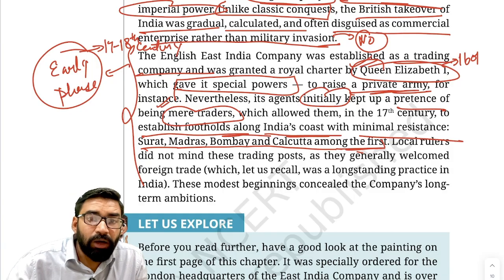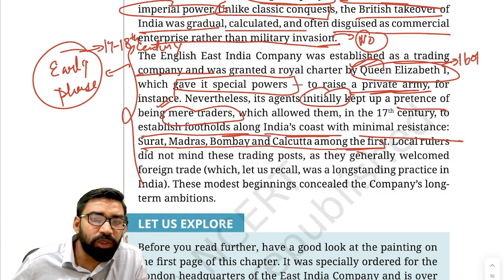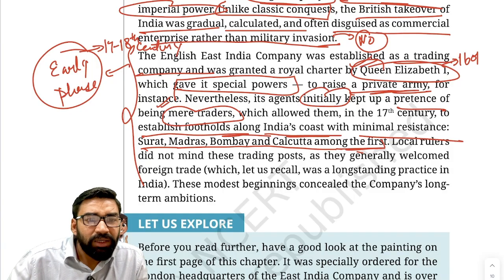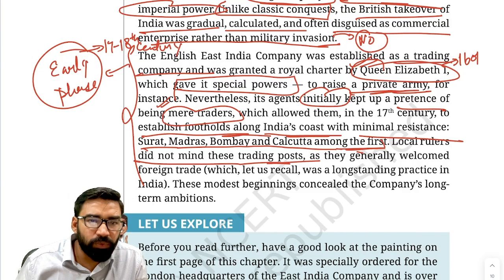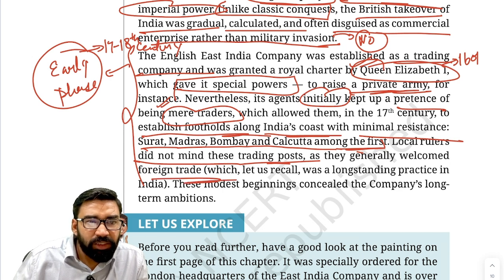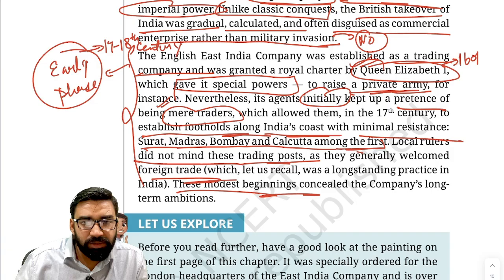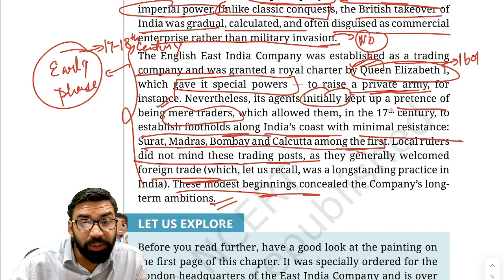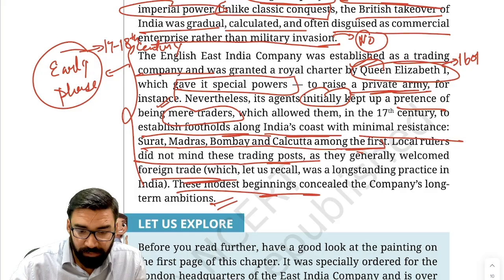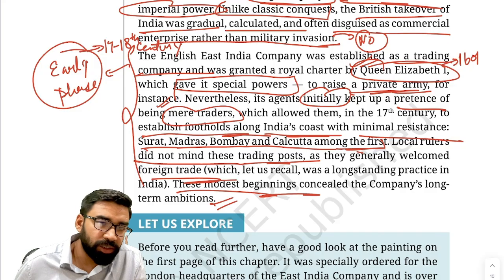Fine. Now, what was the local rulers' perspective? The local rulers did not mind these trading posts. They thought they were just traders. So they were welcomed by the local rulers. They generally welcomed foreign trade. Fine. These were the modest beginnings. Clear? And that resulted in the company's long-term ambitions. Remember this. Clear? This is something which is very important.